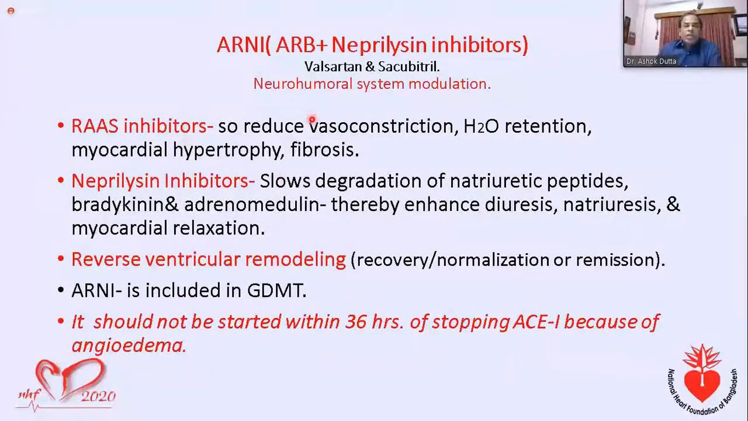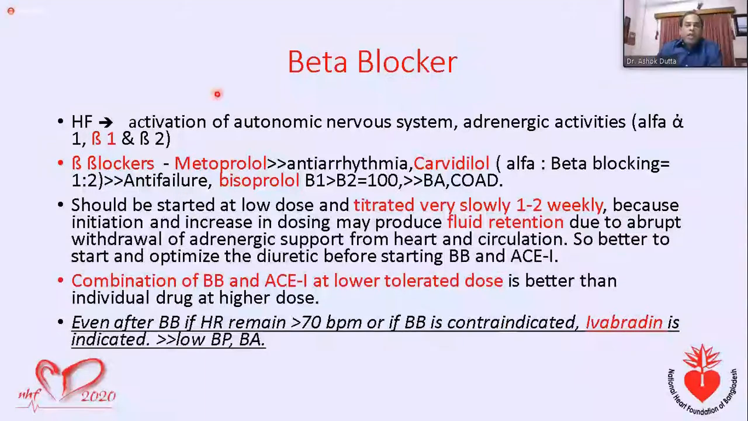The renin-angiotensin inhibitor and neprilysin inhibitor can modulate the neurohumoral system more completely than the individual drugs, and that may reverse ventricular remodeling. We know that ventricular remodeling happens after acute hemorrhage, and recovery or normalization sometimes may happen and sometimes may be in remission. It should not be started within 36 hours after stopping ACE inhibitor because of the chance of angioedema. Three beta blockers are commonly used. One is metoprolol, which has more of an antiarrhythmic effect than an anti-failure effect, and carvedilol is the most widely studied beta blocker in heart failure.